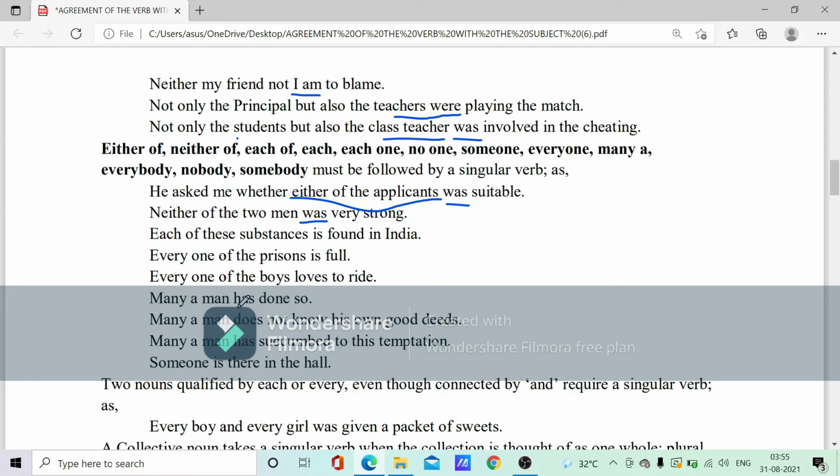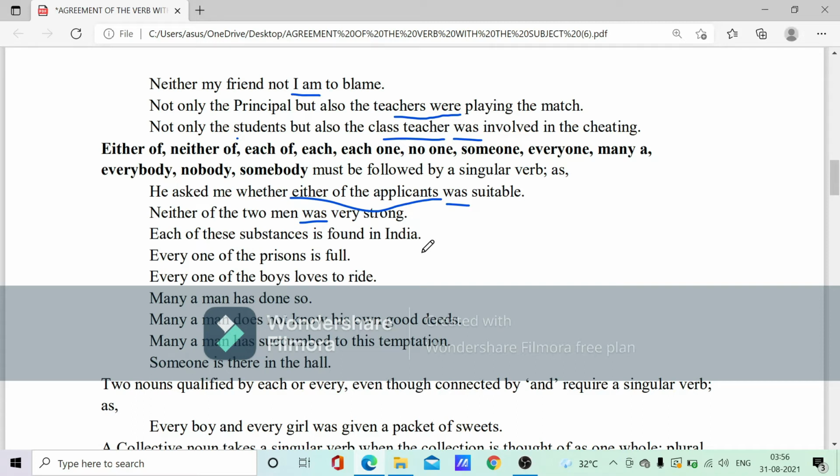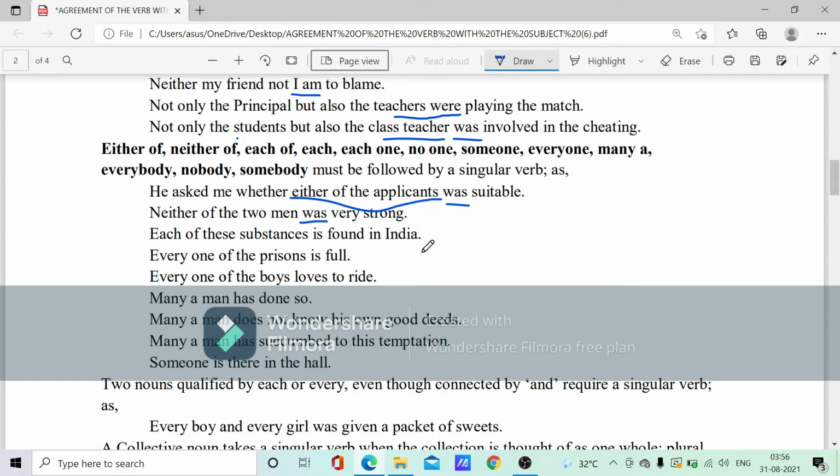So many a man has. Again, many a man does not know, not do not know. See, many a man has succumbed to this temptation. Again, not have succumbed. Someone is there in the hall, and someone, as I told you, is an indefinite pronoun, so it also carries a singular verb. So you must not forget these terms, right? These are very important for you: either of, neither of, each of, each one, no one, someone, everyone, many a, everybody, nobody, and somebody. If you find these kinds of words, then you have to apply only the singular verb, not the plural.